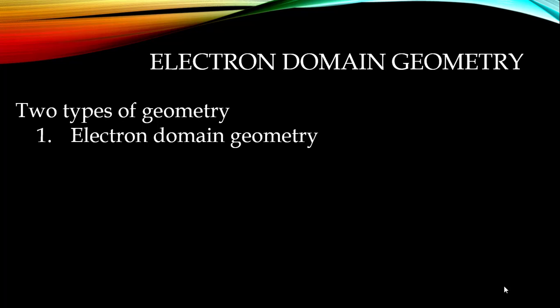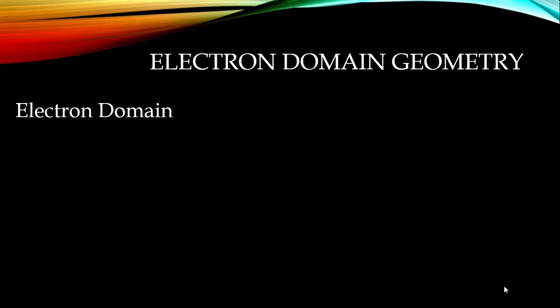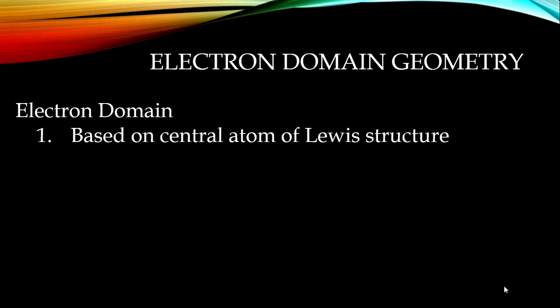First is called electron domain geometry, or EDG. The second is the molecular geometry, and this is derived from the electron domain geometry. So the remainder of this video is going to be on electron domain geometry. So the first thing that we need to do is define what an electron domain is. And it is, once again, always based on the central atom of the Lewis structure.